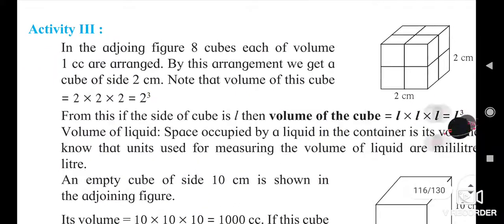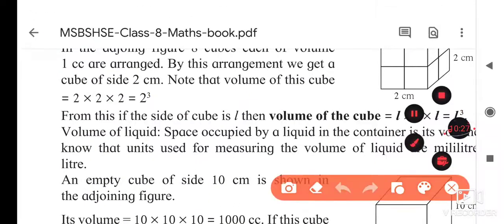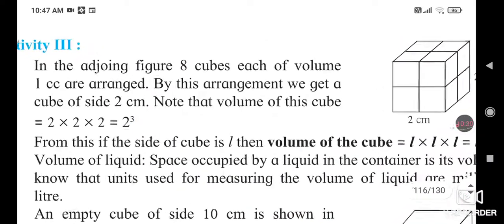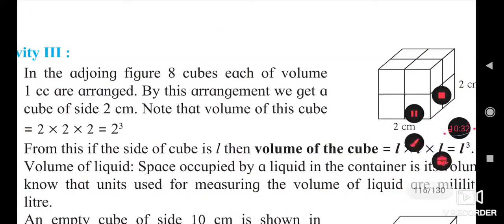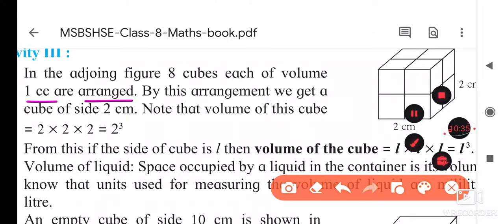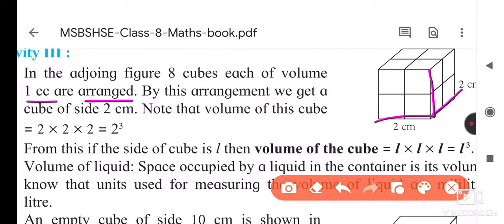Now here one more activity is given. In the adjoining figure, 8 cubes, each of volume 1 cubic centimeter, are arranged. If you see here, they are arranged in such a way that the length is 2 centimeter, breadth is 2 centimeter and height is also 2 centimeter. Now how to find the volume of this? This is a cube shape, and the length is 2, 2 and 2. So 2 into 2 into 2 is equal to 2 cubed.